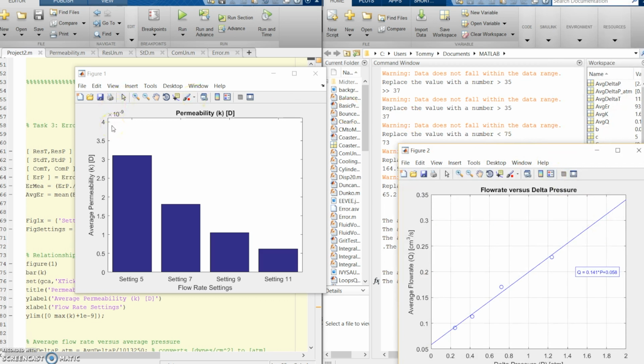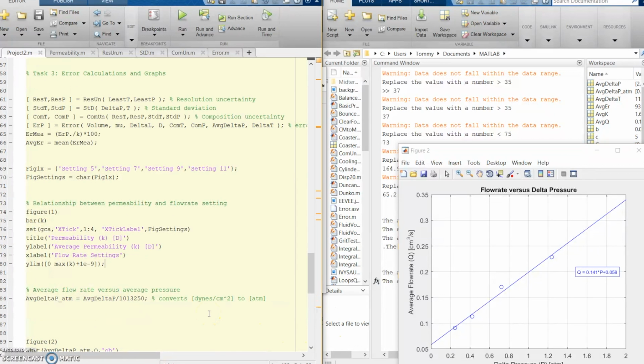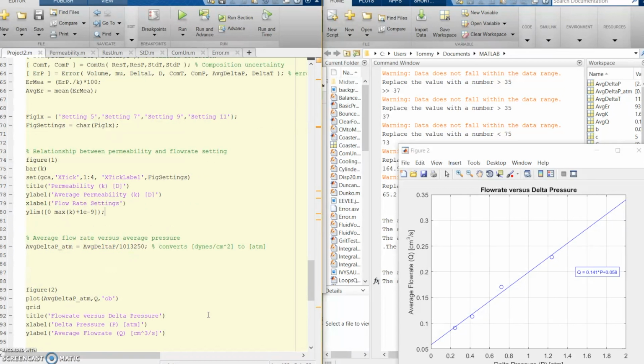Figure 1 shows the relationship between permeability and flow rate setting. As you can see, setting 5 yields the greatest permeability, while setting 11 yields the lowest. Before we plotted the second graph, we converted the given values into pressure, converting the units from dynes per centimeter squared to atmosphere.